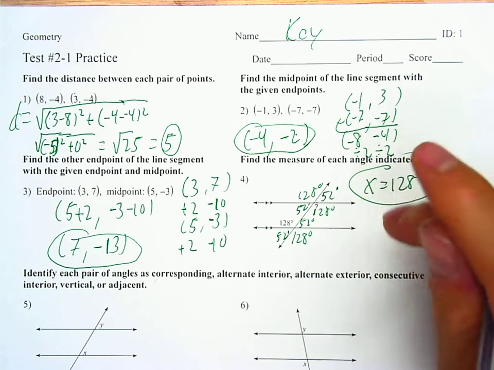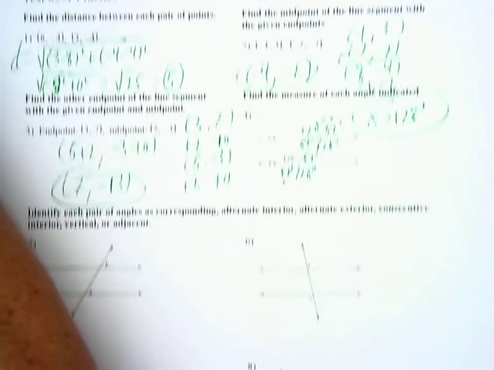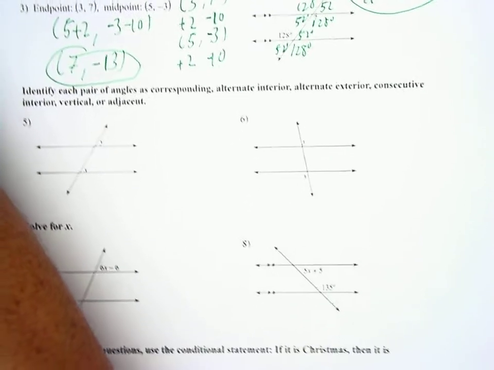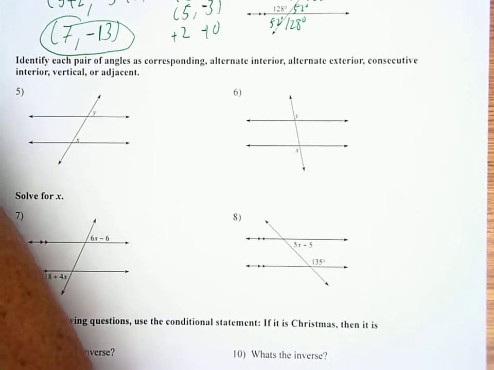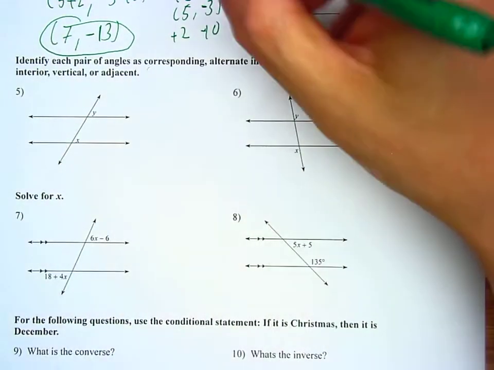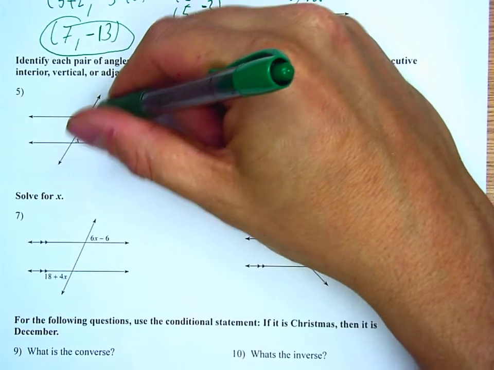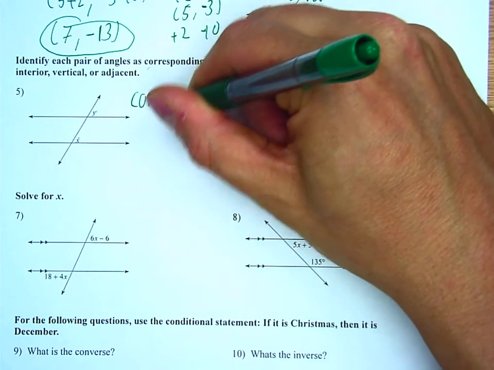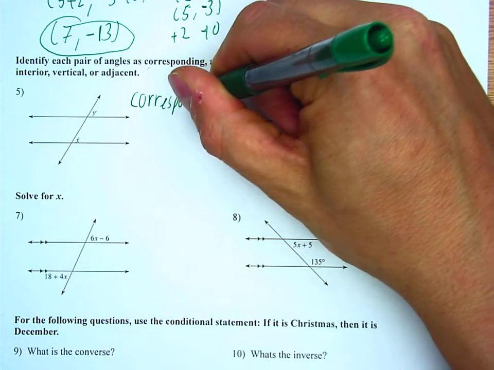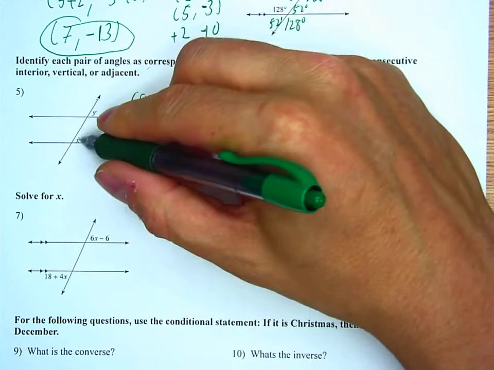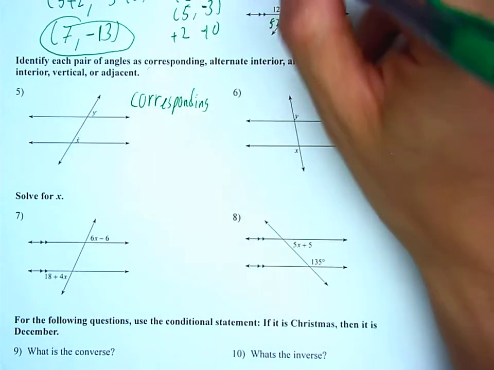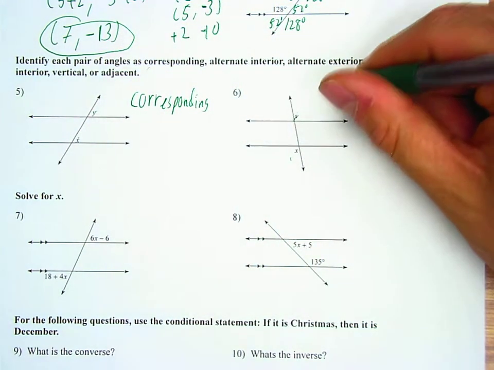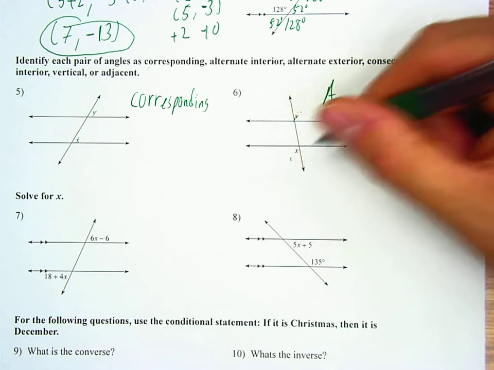All right, identify each pair as corresponding, alternate interior, alternate exterior, or adjacent. Vertical or adjacent. So these are corresponding, they're in the same spot. Both in the top right intersection. These are alternate exterior. Both exterior alternating sides of the transversal.